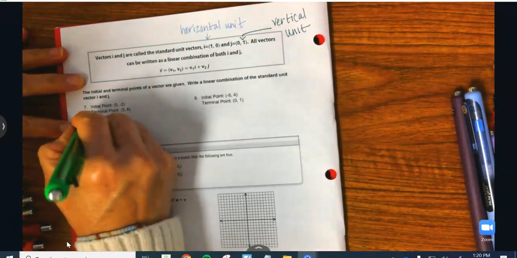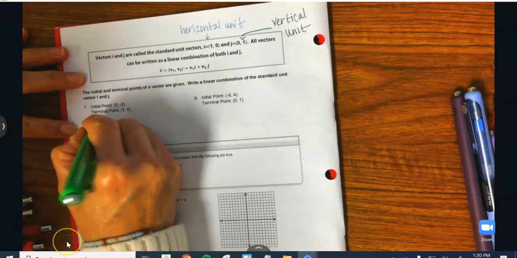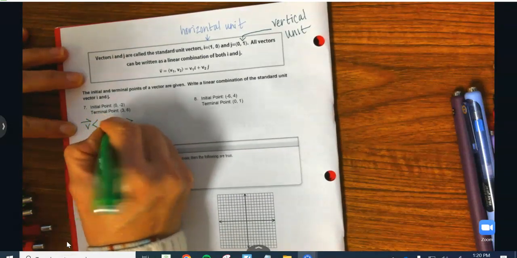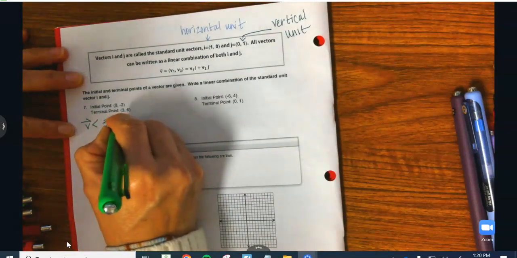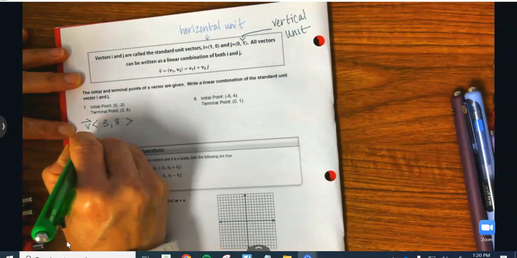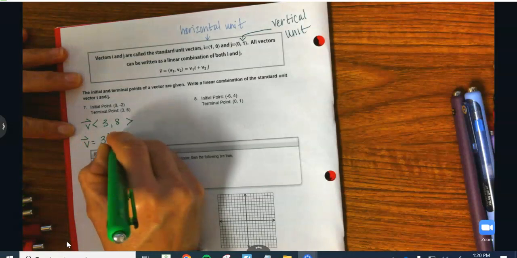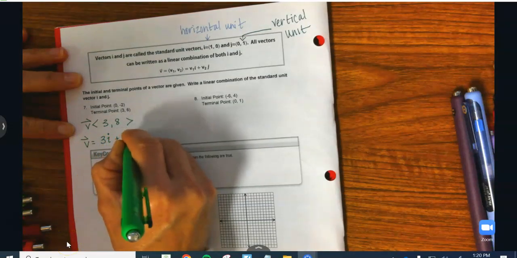All right, let's go ahead and look at this first one. So what we're going to do here is we are just going to find how many spaces away and find the component form from the initial to the terminal point. Now remember, I started at 0 for my x coordinates, so 0 to 3 is 3. And then for my y coordinate, I started at -2 and then landed on a +6. So that was 8 spaces in the positive direction.